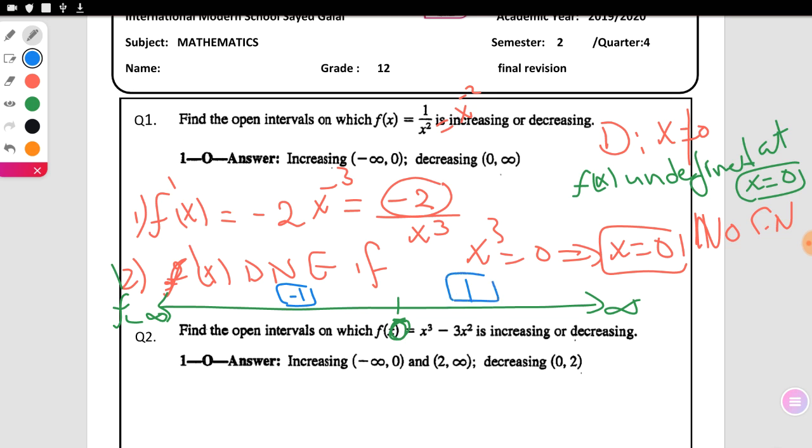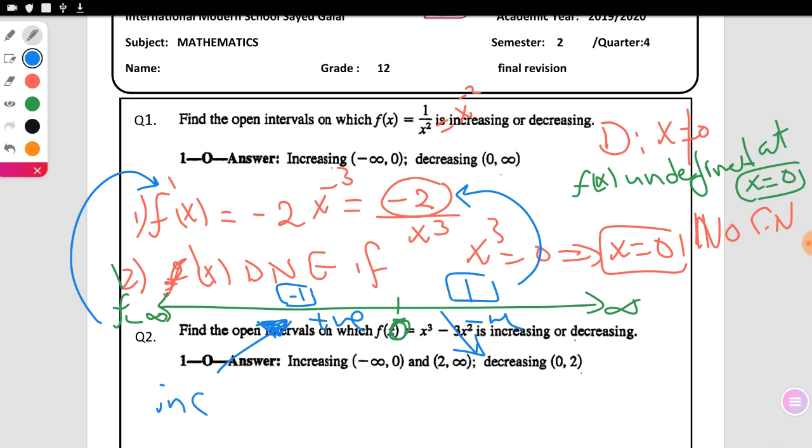Replace in the first derivative, because if the first derivative is positive, the function is increasing. If the first derivative is negative, the function is decreasing. Replace in this one: negative over negative, it will be positive. So in this case the function is increasing on this interval. Replacing in the first derivative on the other side, it will be negative, so the function is decreasing. It's so easy to find.